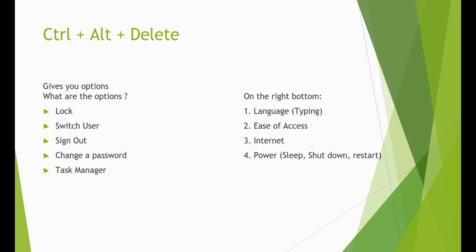Control Alt plus Delete gives you options. You can lock, switch user, sign out, change the password, or open Task Manager. On the bottom right, there's a choice for you to change your language for typing. There's also Ease of Access, internet, and a power button to let your computer sleep, shut down, restart, or hibernate.